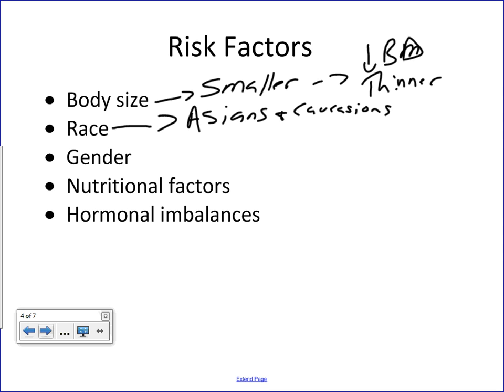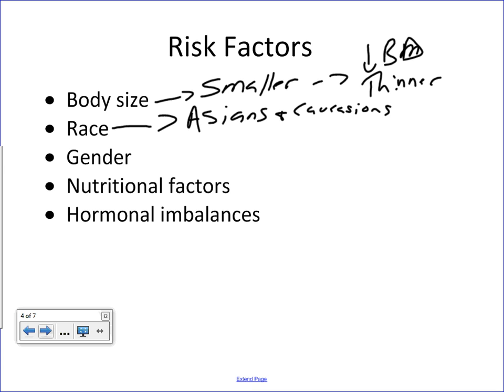Okay, because Asians and Caucasians tend to have a lower bone density compared to, for example, the black population. Blacks do have a thicker bone density. That's why you rarely see the disease among them. I'm not saying it doesn't happen, but it's not as common.